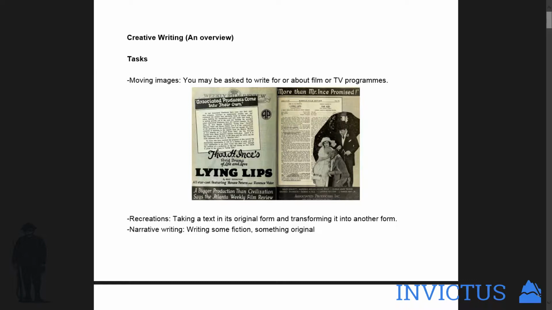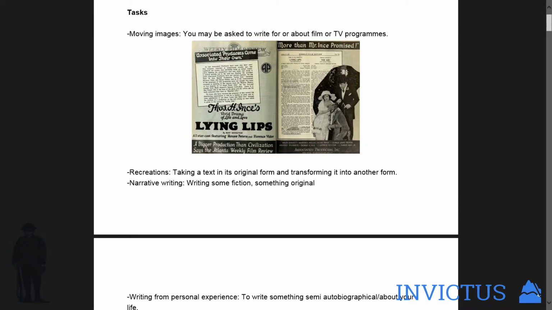So creative writing, as the name implies, you'll be asked to write something that's basically from your own imagination. So for example, some tasks that you may be required to write, such as moving images. So writing for a film or TV program, like a TV program review or a film review, as we can see in this picture.